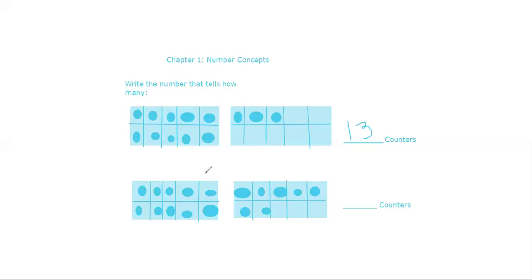So the answer for this is 1, 2, 3, 4, 5, 6, 7, 8, 9, 10. And like I said, you can tell that there's 10 in this because all of the squares are full. And this one has 1, 2, 3, 4, 5, 6, 7, 7 counters. So 10 plus 7 equals 17. So 17 is our answer.